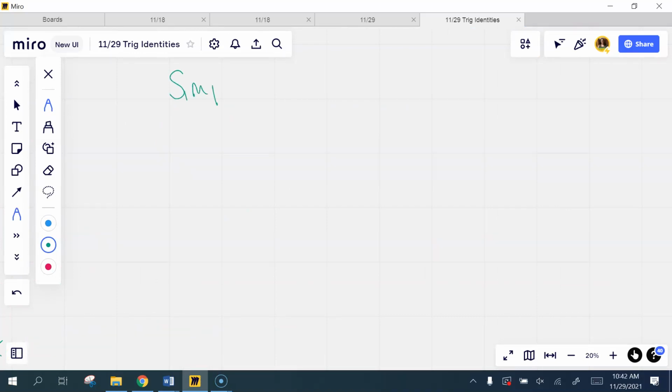Simplify. Use your trig identities. Which basically means get it in a form that is not quite as involved. Okay, it looks a little bit different. What do you see right off? Let's talk our way through it.